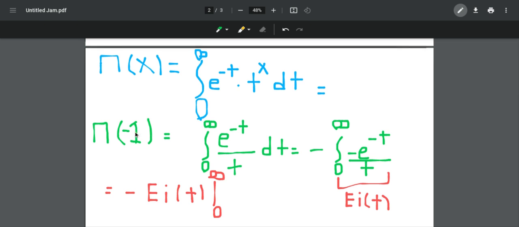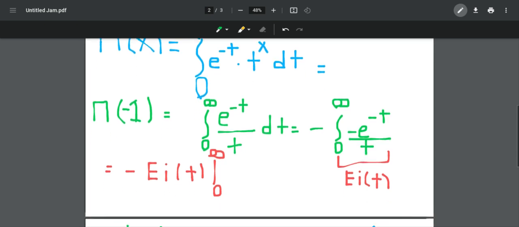But let's try. If we evaluate the pi function, which is usually used for evaluating factorials, at -1, we get a very nice improper integral. We get the improper integral from 0 to infinity of e to the power of negative t, and then times t to the -1, which is the same as dividing by t, and then dt. I'm going to write this integral as negative, and then the improper integral from 0 to infinity of negative e to the negative t over t.